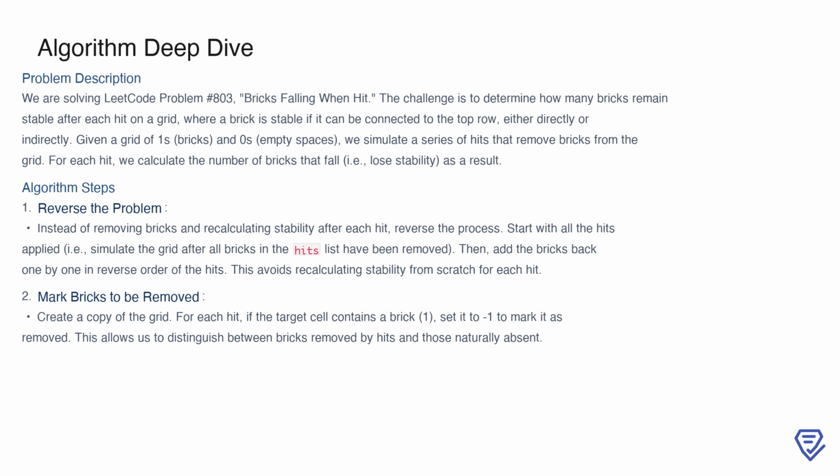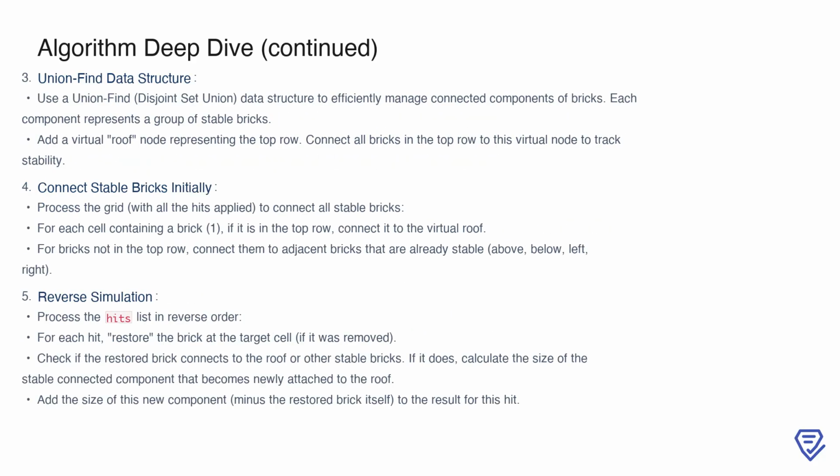Next, we create a copy of the grid to mark bricks that are removed by hits. By setting the hit bricks to -1, we can distinguish them from cells that are naturally empty, which simplifies our computations later on. To efficiently manage stability and connectivity of bricks, we use a union-find data structure, also known as disjoint set union. This allows us to group bricks into connected components and perform connectivity checks quickly. A virtual roof node is introduced, representing the top row of the grid. All bricks in the top row are connected directly to this virtual node, simplifying stability checks.